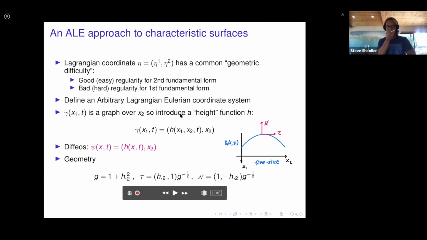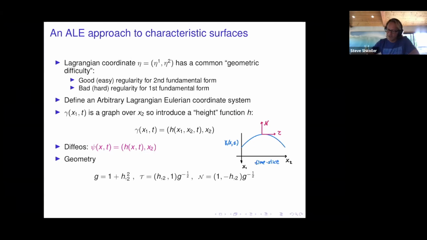Okay, so here's how you do this. So again, we're restricting to a time slice. So take a time slice through that characteristic surface and you get a curve. And this curve is parameterized by x1. So I wrote this kind of funny. So this is gamma of x1 comma t. So t is fixed, x1 is fixed, and you have a curve that's parameterized by x2.